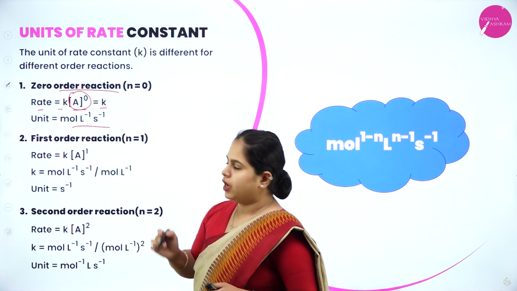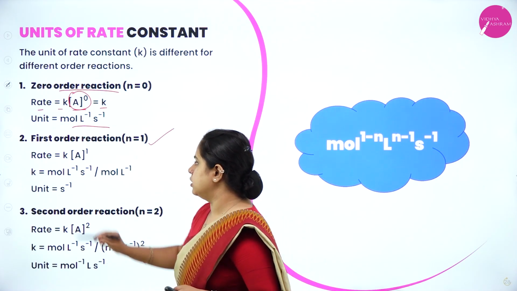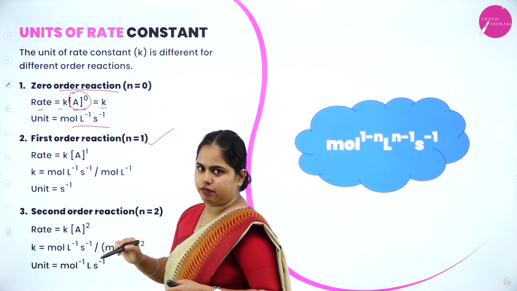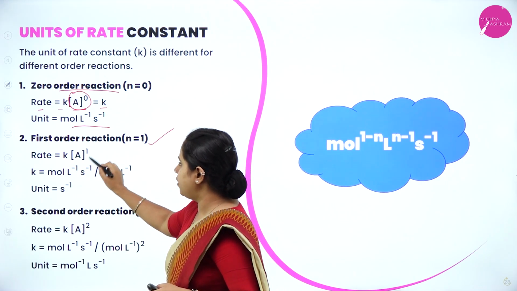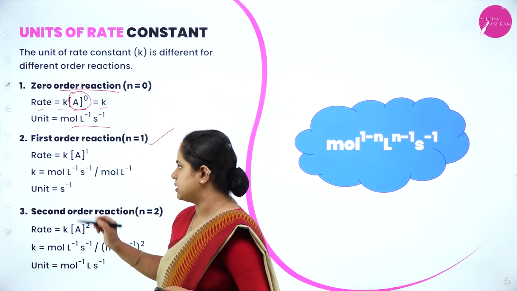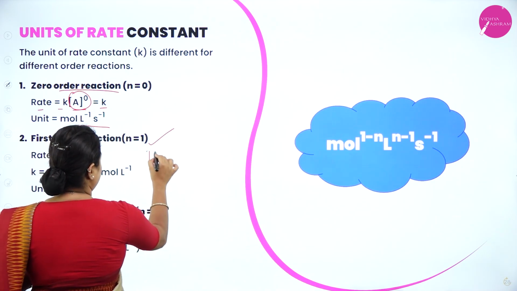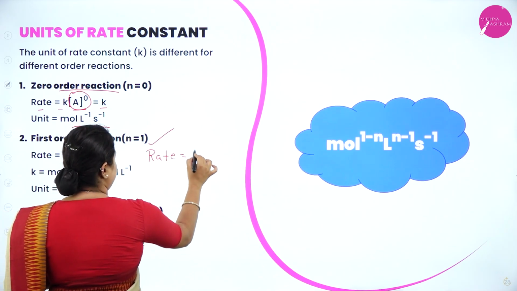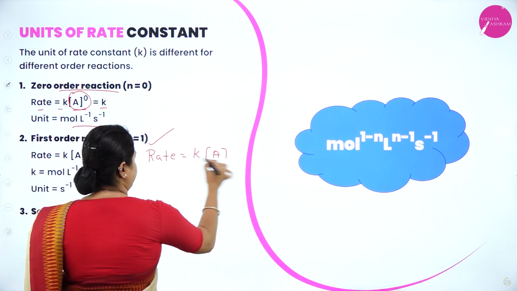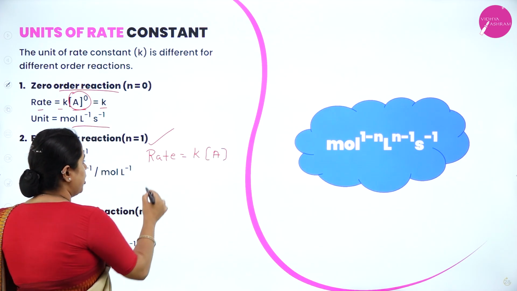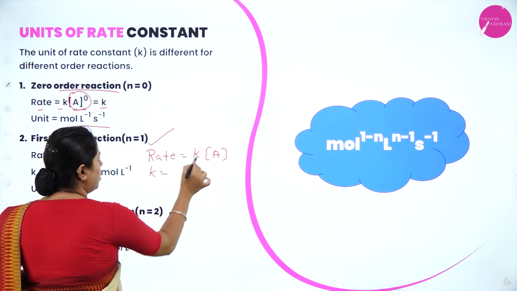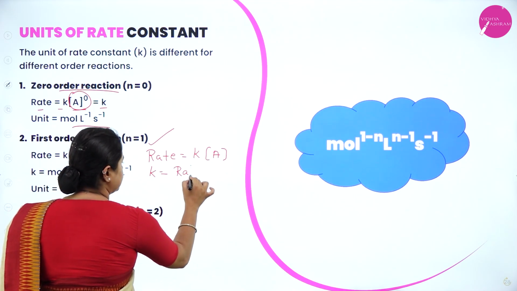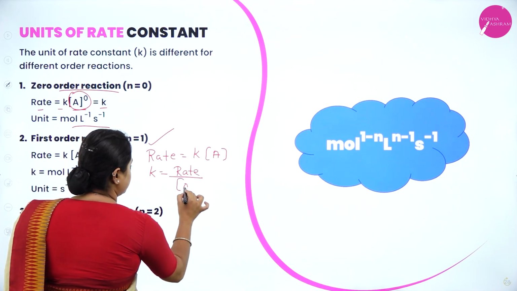because rate is equal to K. Now moving on to the first order reaction, rate is equal to K into A to the power 1, right? So in that case, A to the power 1 means this A will remain as it is, right? So you have rate is equal to K into A. A to the power 1 is A itself. You need the unit for K, so I'll bring it here. So you'll have rate divided by molar concentration of A.